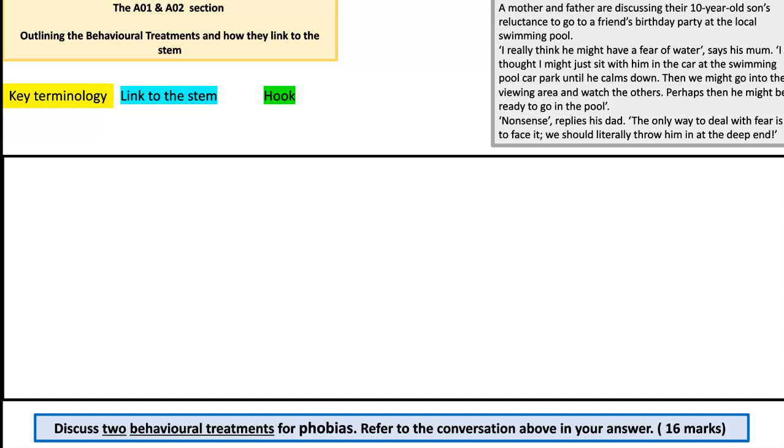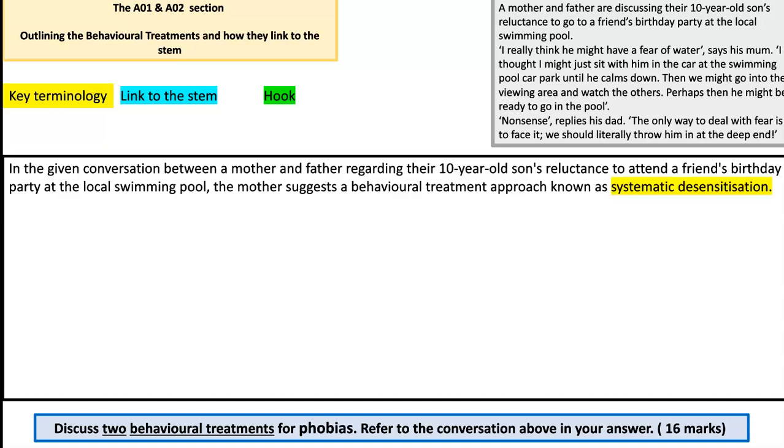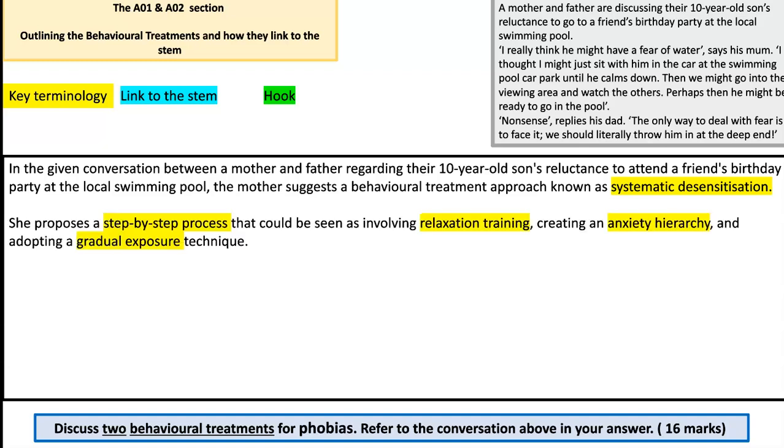So a lot of people do miss out hooks in their essays, such as just saying one strength is or one weakness is, where hooks actually make your essay coherent. Okay, that's really important, especially if you want to reach the top band. Okay, so the first part, for example, it started off straight into the stem, exactly what the mother and father are discussing, and then we start looking at getting our key terminology in. So straight away, we've spoken about systematic desensitization.